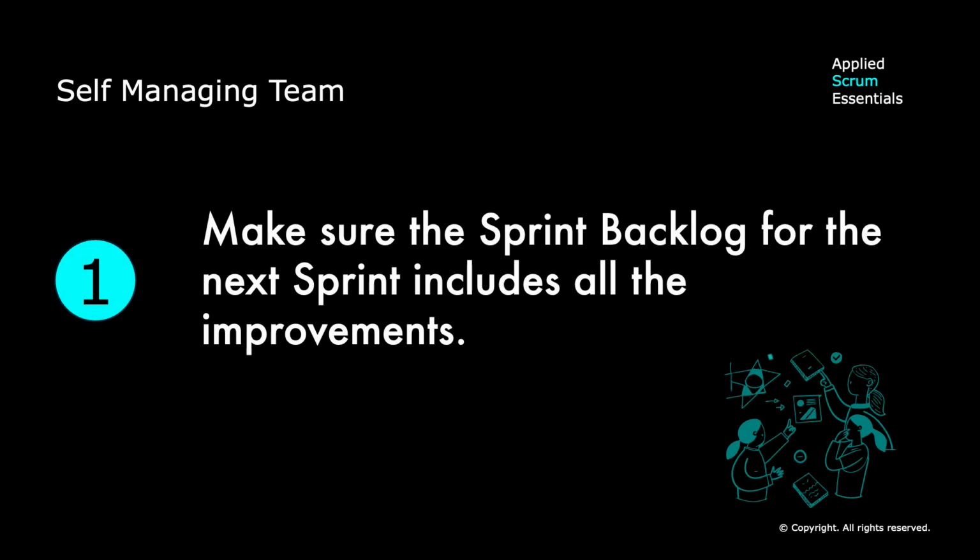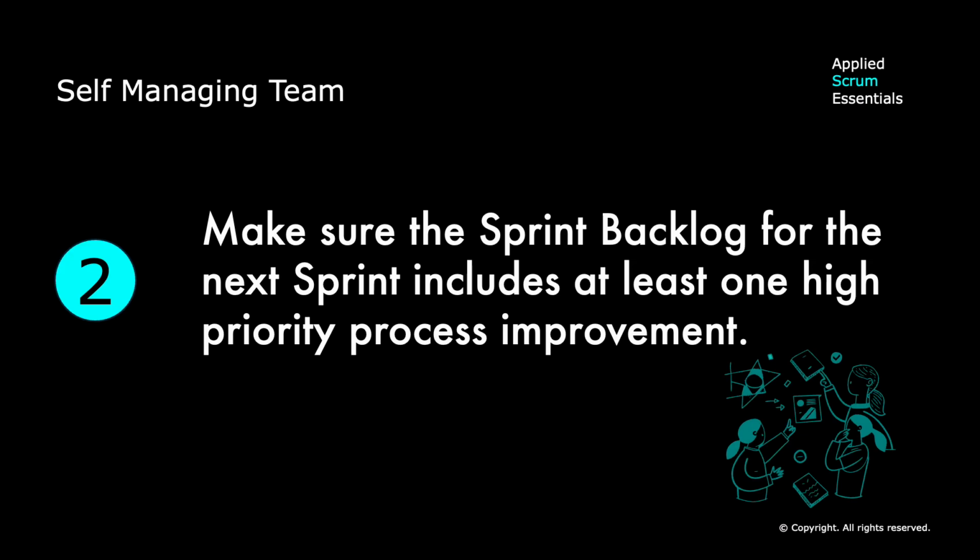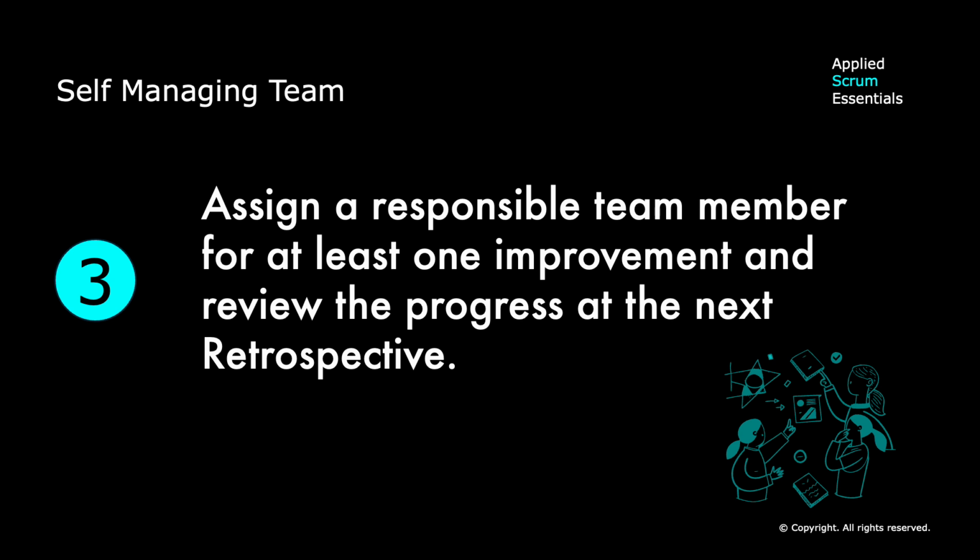Option 1. Make sure the sprint backlog for the next sprint includes all the improvements. Option 2. Make sure the sprint backlog for the next sprint includes at least one high-priority process improvement. Option 3. Assign a responsible team member for at least one improvement and review the progress at the next retrospective.